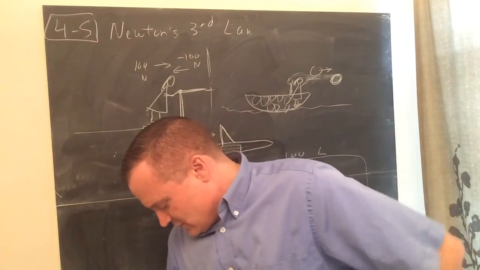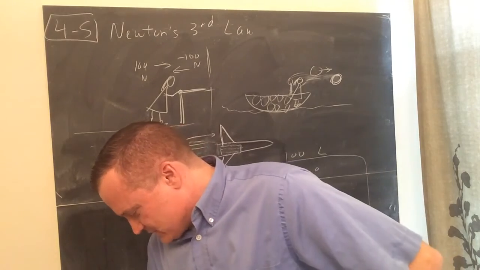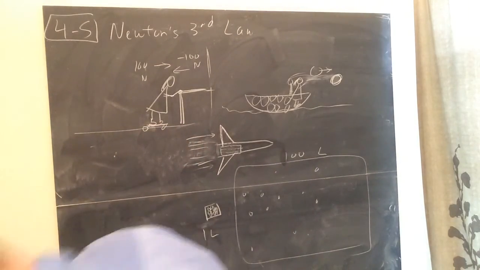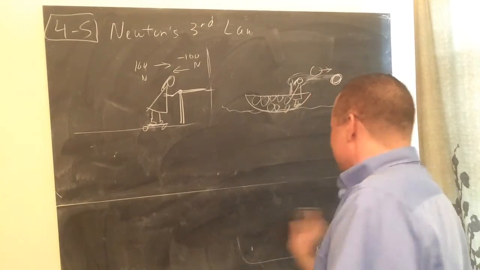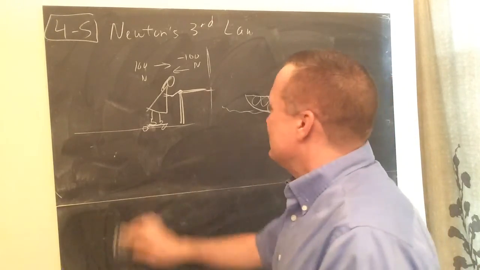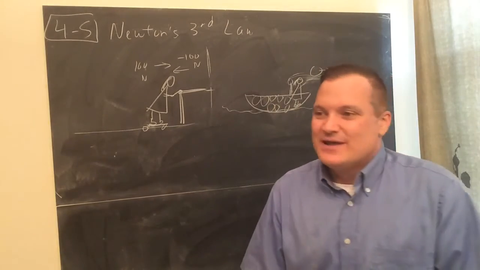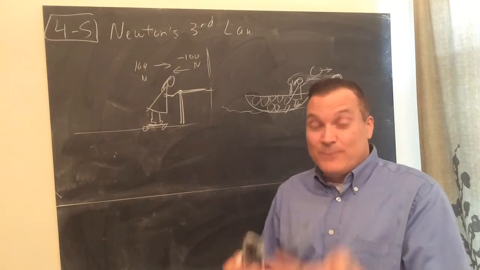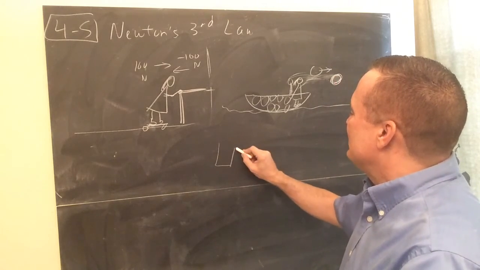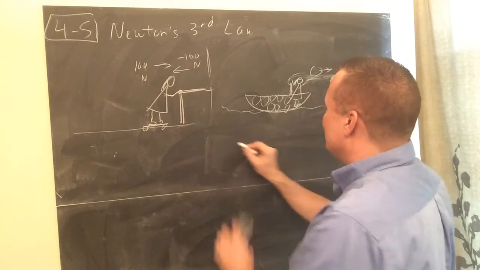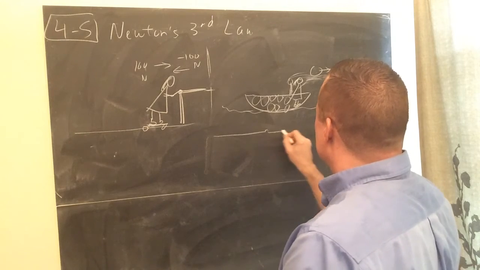So those are a bunch of examples. Now, there's one more. Obviously, when a bullet is shot out of a gun, it's the same thing. Now, I don't know how I can draw a gun, or a rifle, or whatever it might be. Just say you have a rifle.